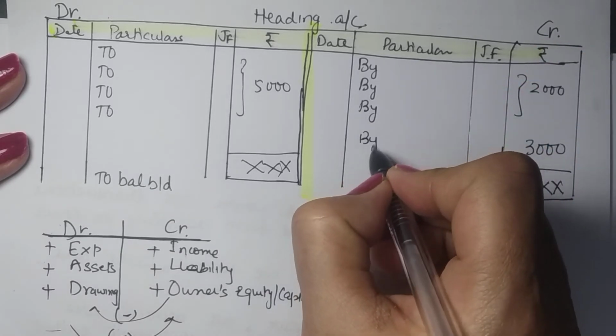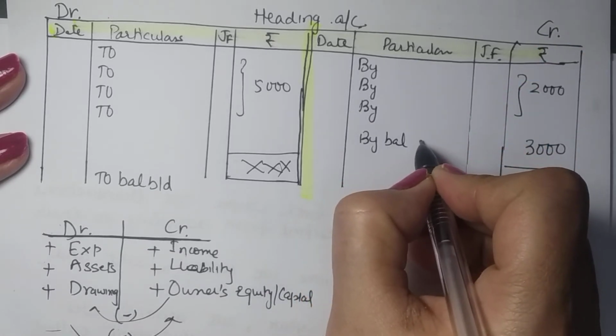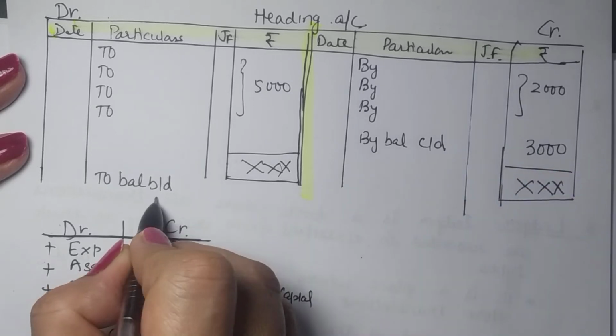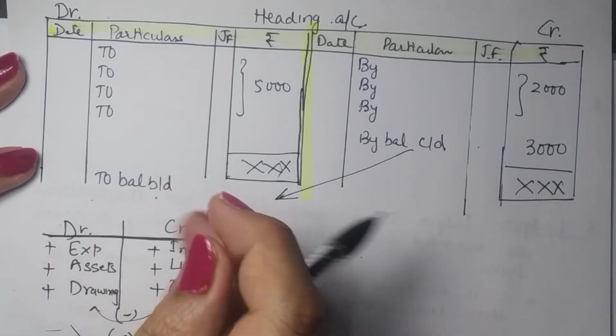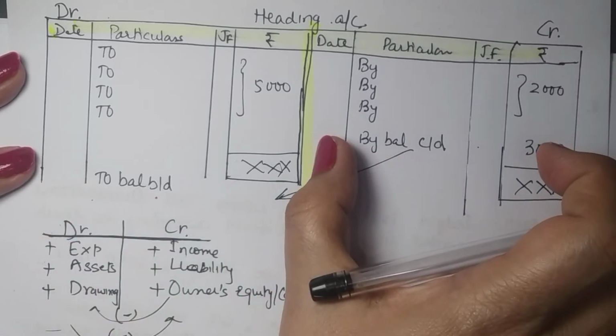So we call it carrying the balances to the next part. So this balance is carried over here. So this is the actual balance, this is just the balancing.